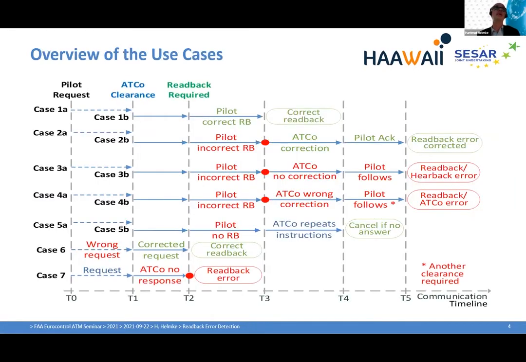Here you see maybe a very complicated overview. It should just show what use cases there are. The communication could be initiated by the pilot, or it could be initiated by the ATCO. There could be a correct readback, or a wrong readback, which is corrected or not corrected, and so on and so on. So it's not just a simple case, and involving more ATCOs or more pilots makes it even more complicated.